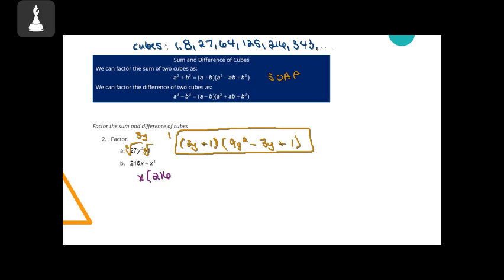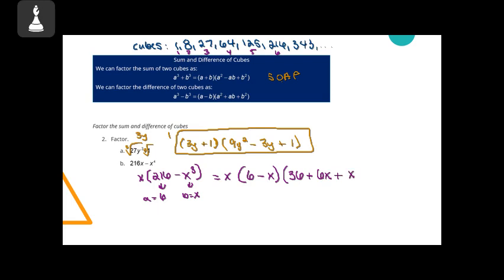And now I have my cube part. So 216, this is 1 cubed, 2 cubed, 3, 4, 5, 6 cubed. So 216, a is going to represent 6. And x cubed, that means b is going to be x. Now, I cannot forget that that x was out front. So I'm going to carry the x over and then go from there. So a is 6 minus b is x. All right, now comes a squared. So 6 squared is 36 plus 6 times x is 6x plus this one squared, x squared goes there.